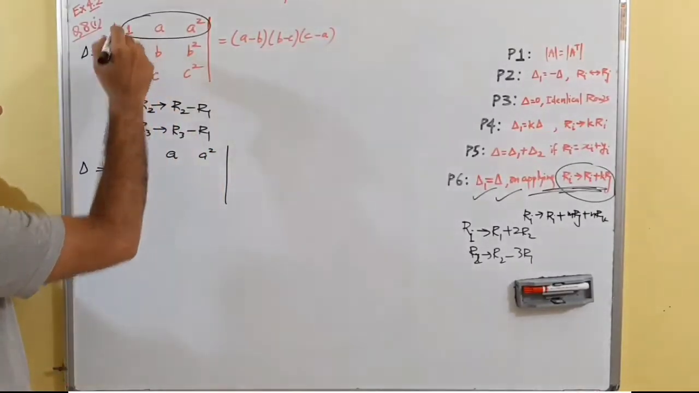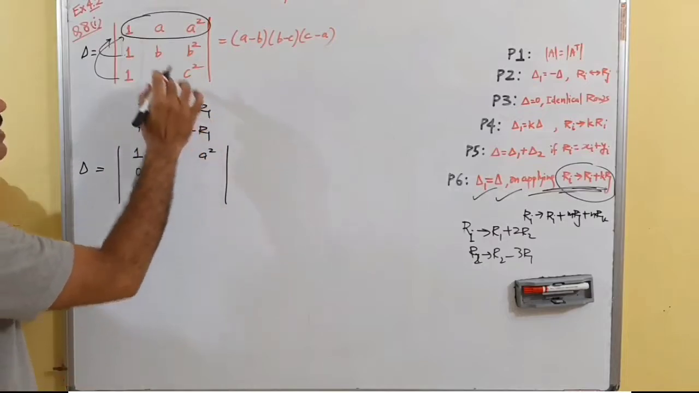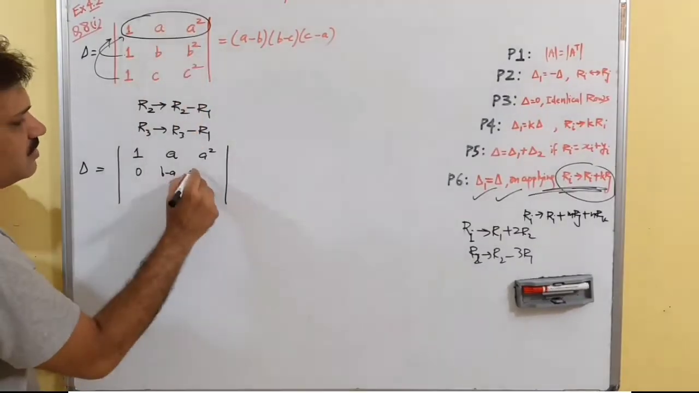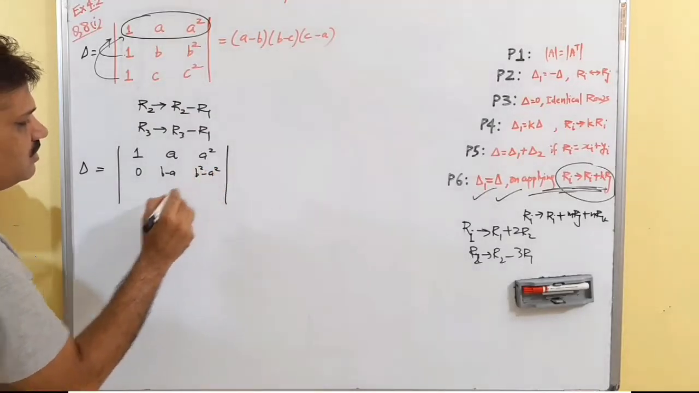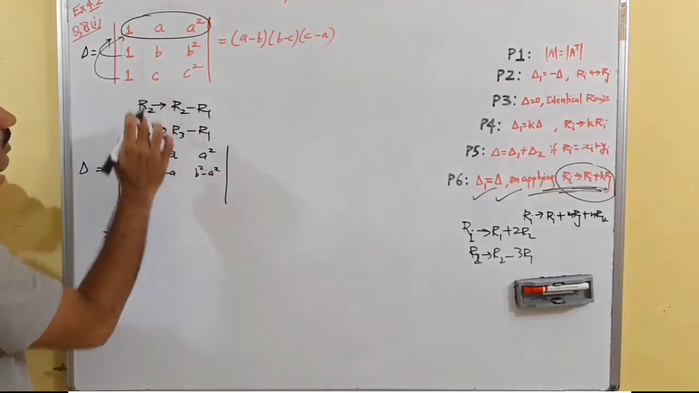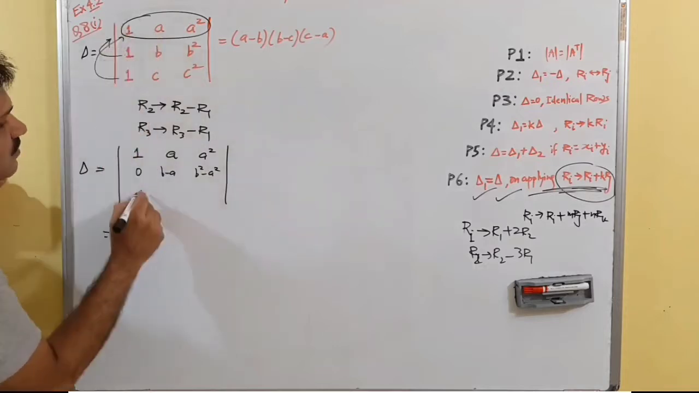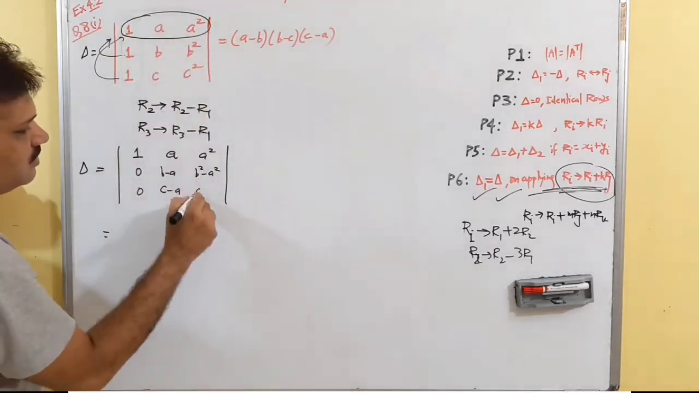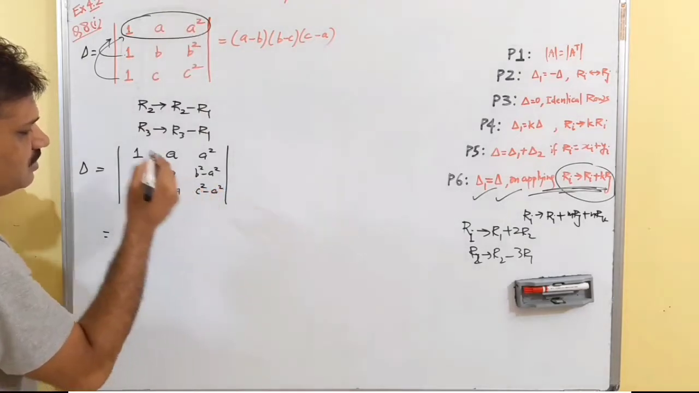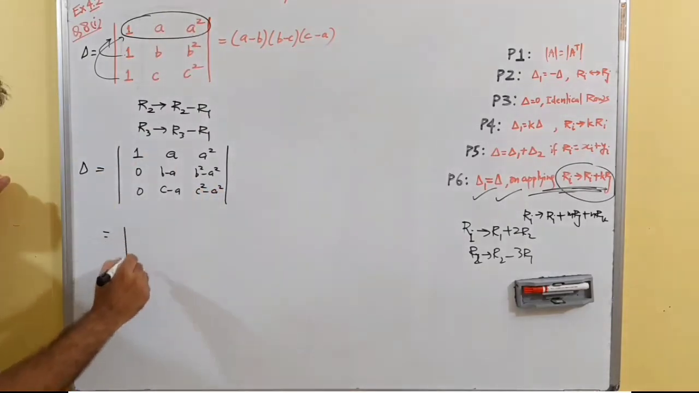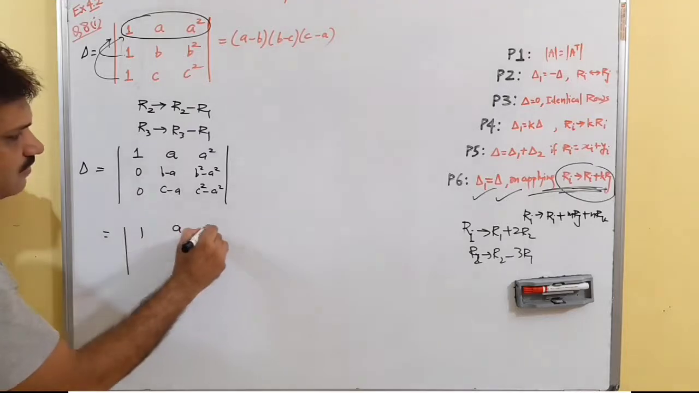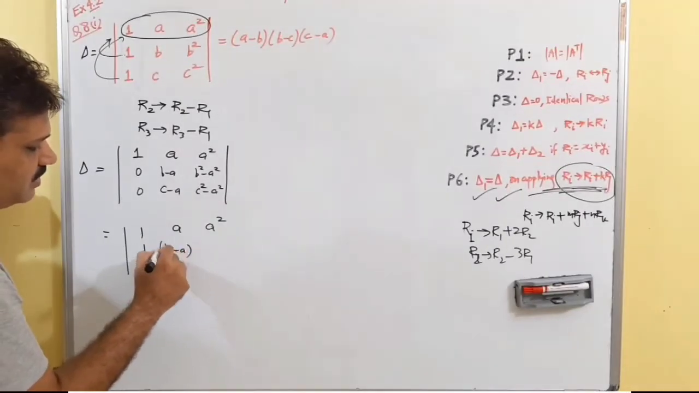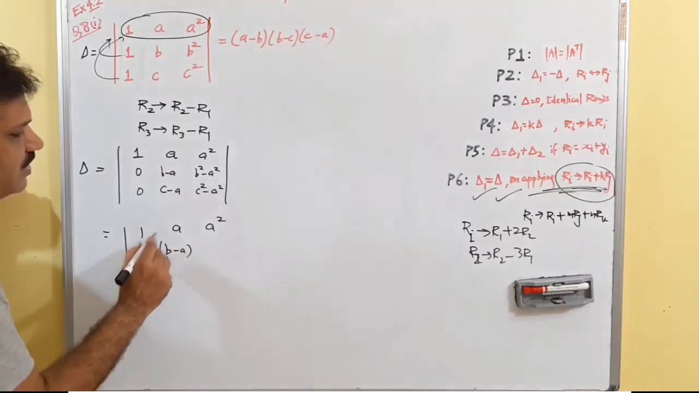In R2, 1 minus 1 is 0, R2 minus R1, b minus a, b square minus a square. And the third row becomes 1 minus 1 is 0, c minus a, and c square minus a square. This gives us 1, a, a square, 0, b minus a, b square minus a square, 0, c minus a, c square minus a square.